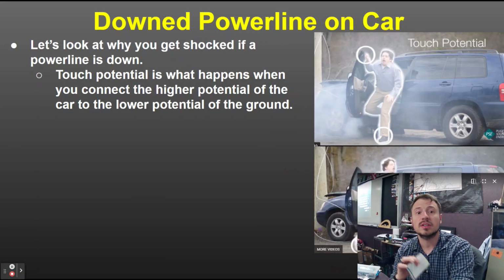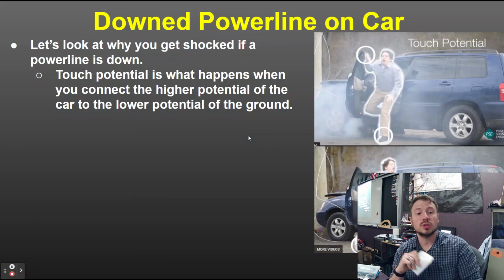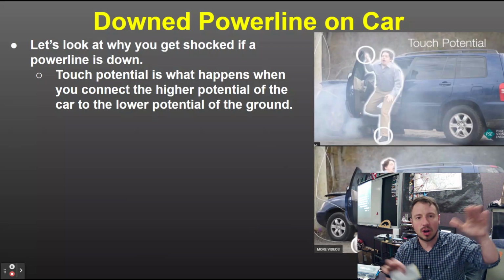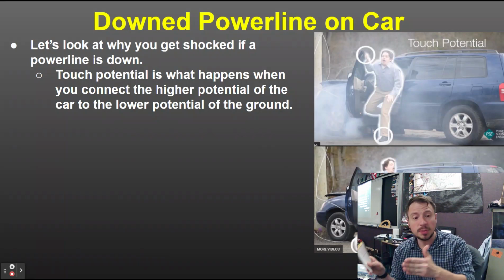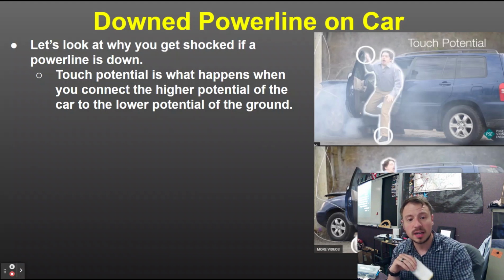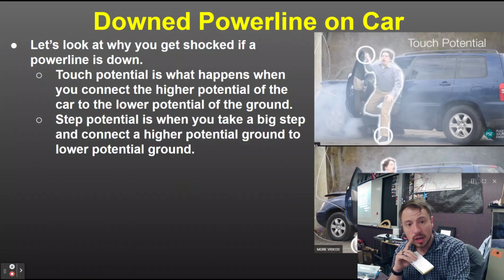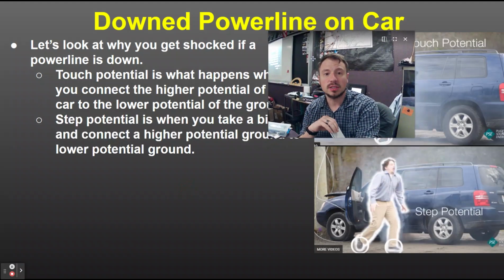But if you have to leave because of smoke or fire, you want to avoid touch potential. And that's what happens if you just step out of this car. There are downed power lines. You step out of the car, you touch the car and touch the ground. You're meeting both requirements, high potential and low potential, and you are the connecting path, and current will flow through you. You also want to avoid step potential.